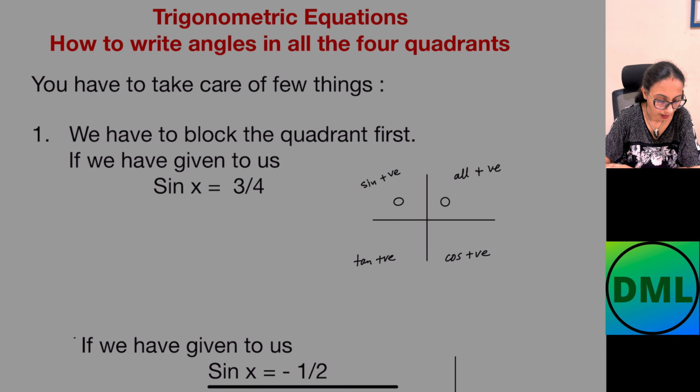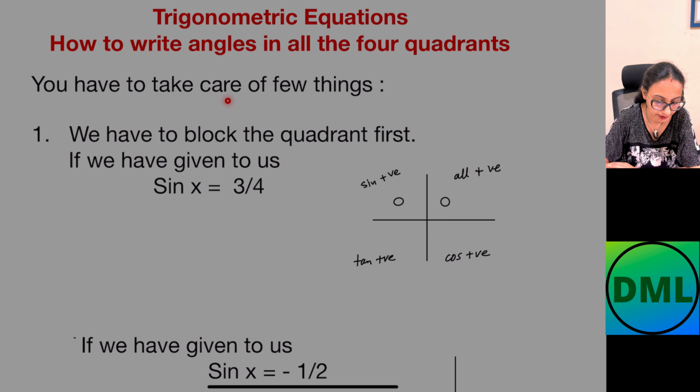Trigonometric equations. How to write angles in all four quadrants. In this case, when we have to write down all the angles in four quadrants, we have to take care of a few things. Let's discuss that first and then we will do a few questions based on that.